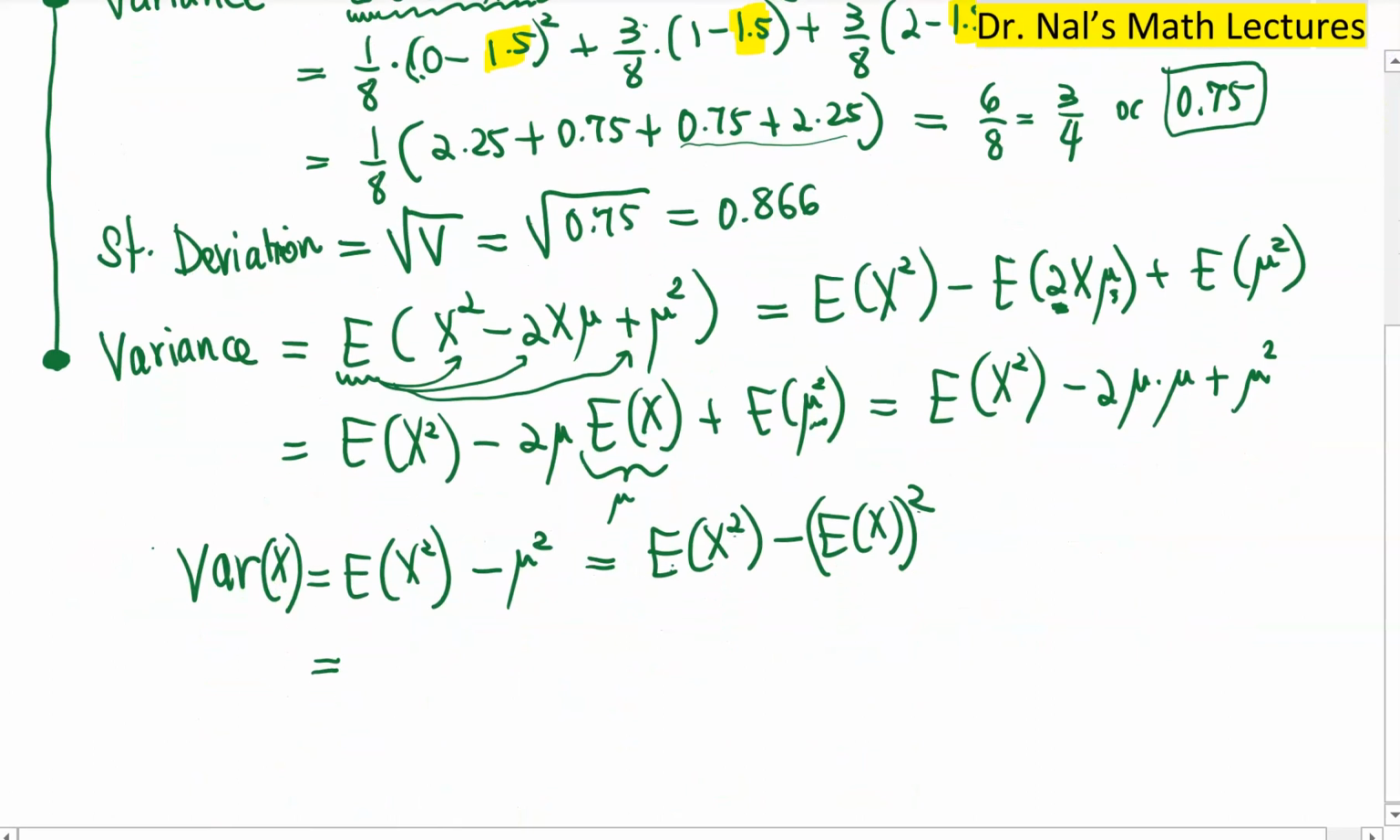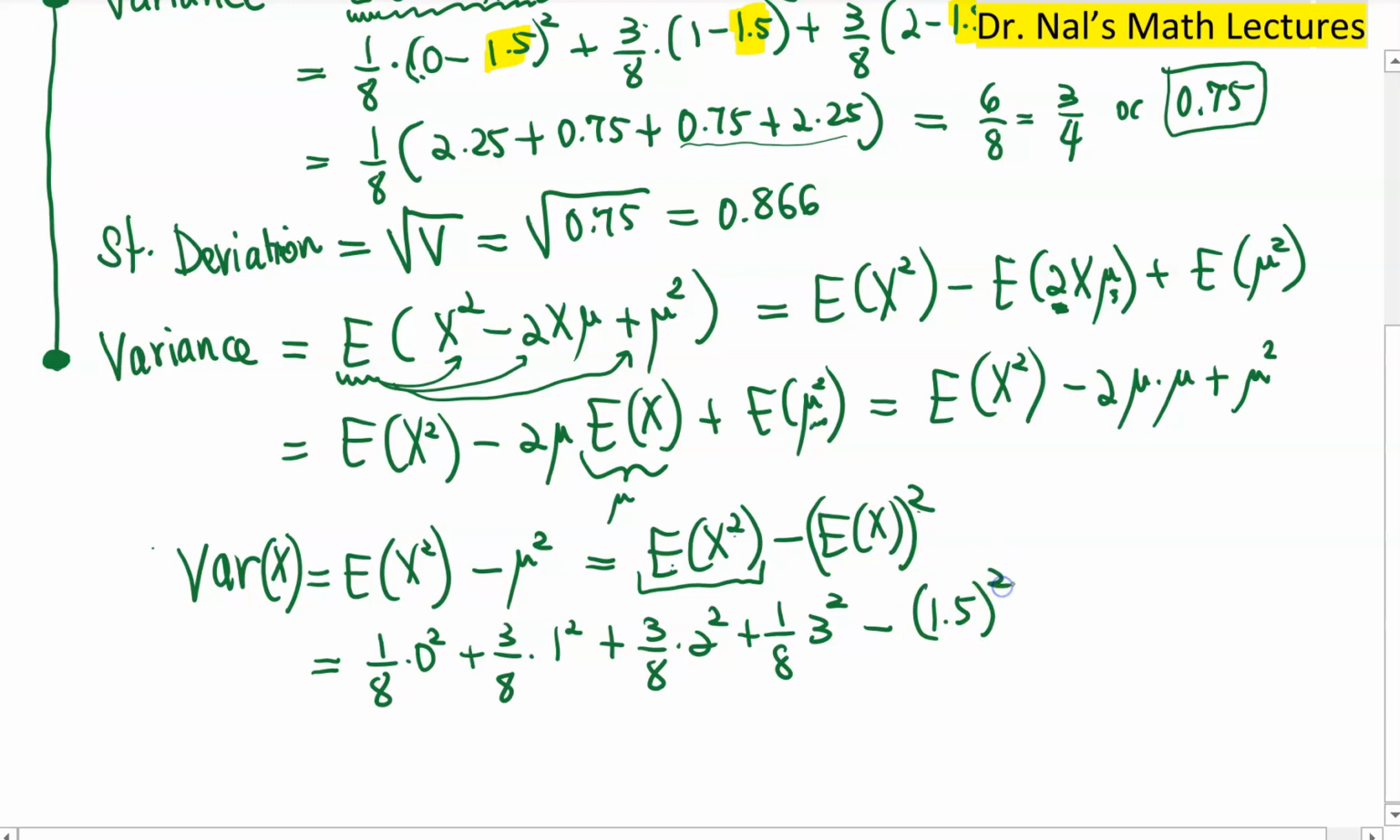All right, so E of X squared, for the first part basically. With 1/8 chance, we will get 0 square. With 3/8 chance, it will end up being 1 square. With 3/8 chance, 2 square. And with 1/8 chance, 3 square. Minus, the last term, E of X, is just mu square, but mu was just 1.5, so we are just gonna square it.